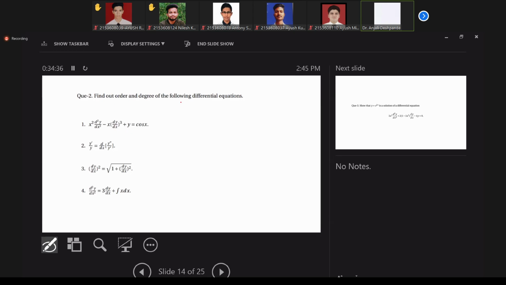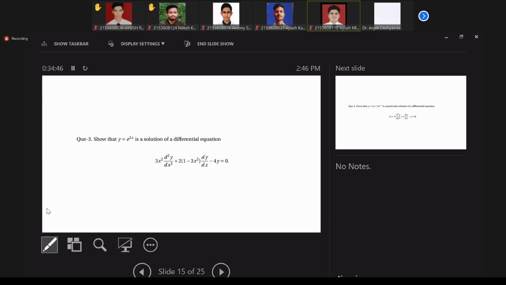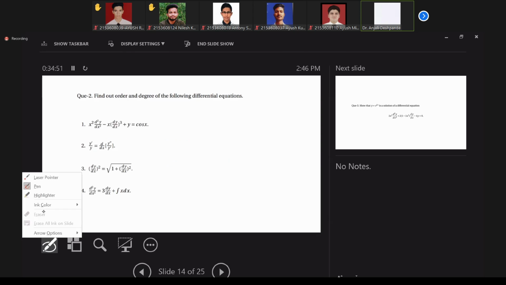See, find out order and degree of the differential equations. Can you tell me one by one? First one. Ma'am, degree 2, order 1. Order 1, degree 2? No. Order 2, degree 1. Yes, ma'am. Highest order derivative, so d2i by dx square. So order is 2. And what is its power? 1. So degree is 1.